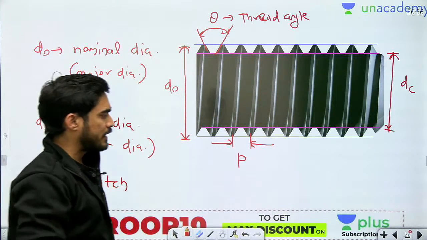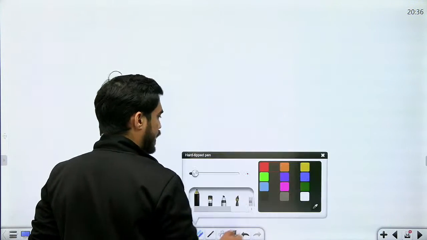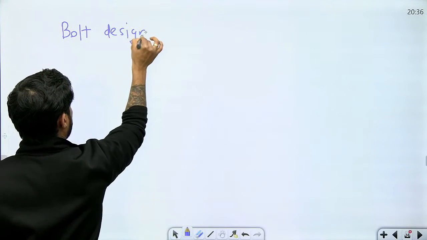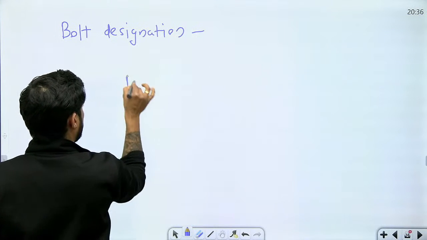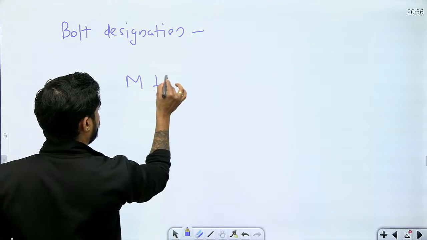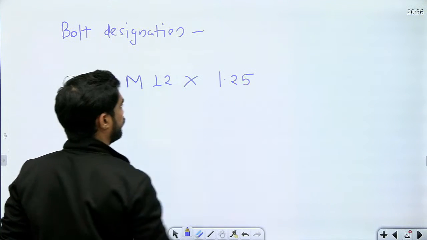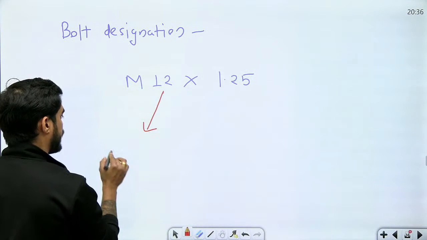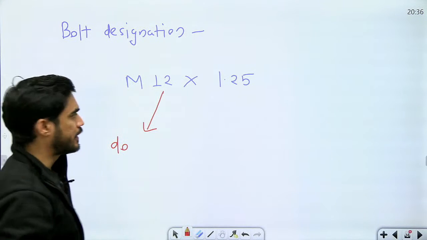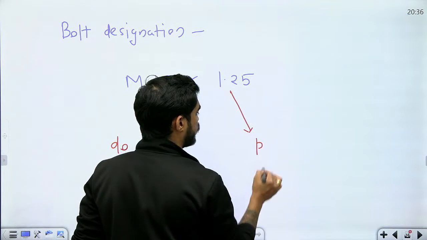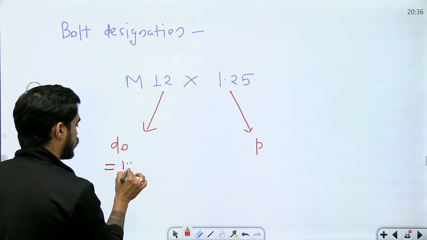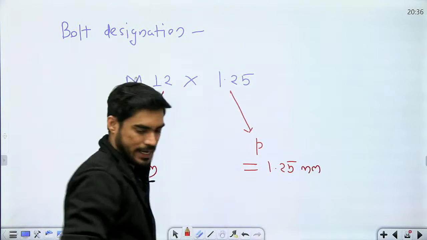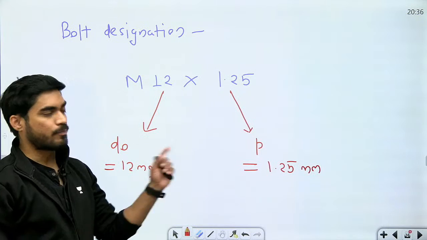Okay. Now beta, you might have seen this type of designation, right? Bolt का designation आपने ऐसा देखा होगा. In the questions also, you might have seen this type of designation, right? M12 into 1.25, something like this, right? So beta इसमें this 12 is D naught and this 1.25 is pitch. So D naught is 12 mm and pitch is 1.25 mm.